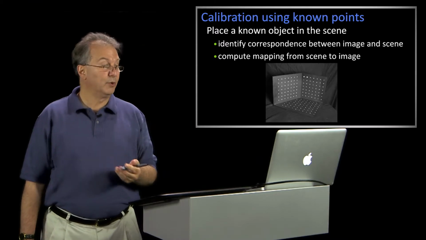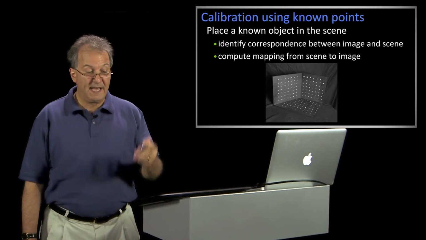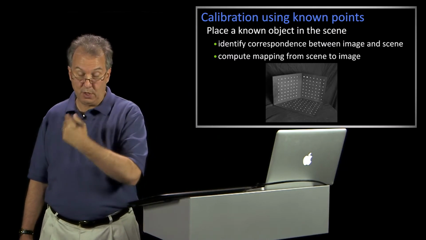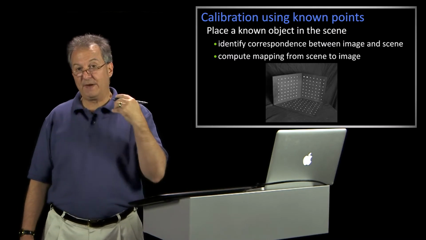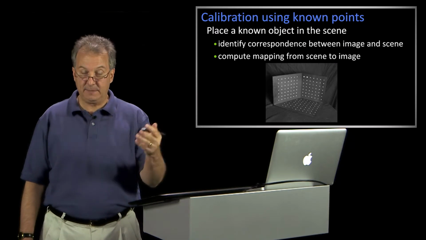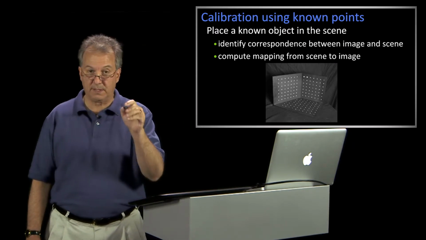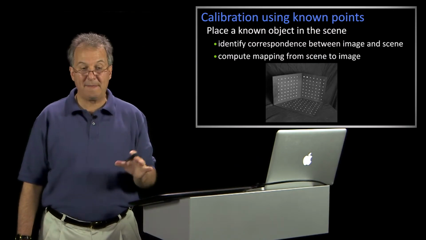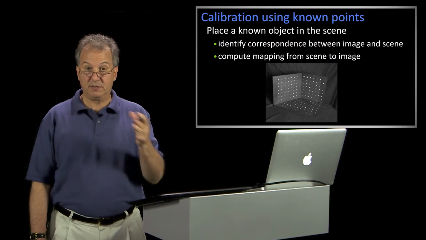Fundamentally, at the heart of calibration is this idea of having some points whose three-dimensional location in the world we know, and that we identify them in an image. That is, we can find the correspondence between this point in the image and that point in the world. And then we have to compute some sort of a mapping from a scene to the image.